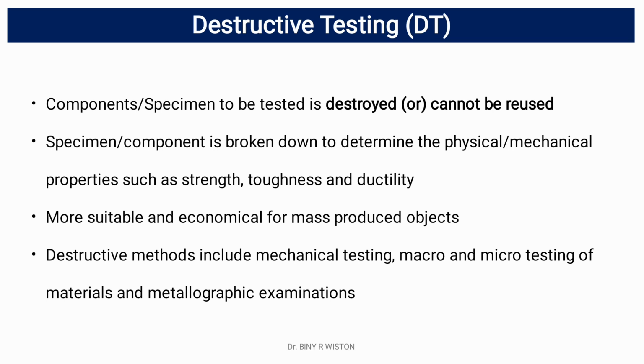As the name suggests, destructive testing includes methods where the components or specimen is broken down to determine physical and chemical properties such as strength, toughness, and ductility. Destructive testing is generally more suitable and economical for mass-produced objects, as the cost of destroying a small number of pieces is negligible. It is usually not economical to do destructive testing where only one or very few items are being produced.